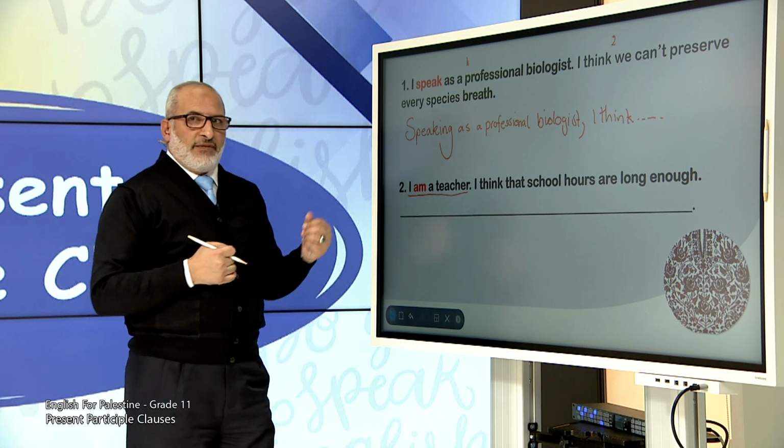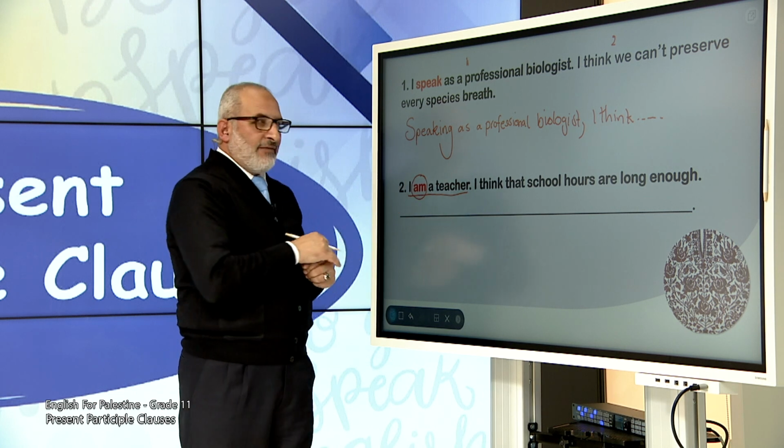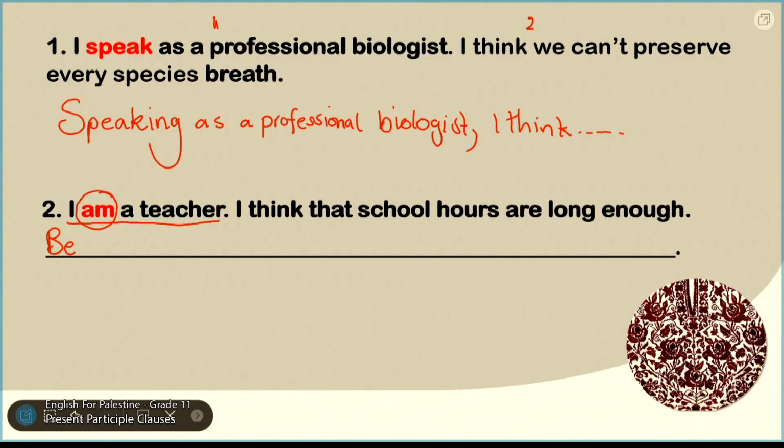Good. Where's the verb here? The verb is am. What is the infinitive of am? Be. Good. We add ing, being a teacher. Being a teacher, comma, I think that school hours are long enough.